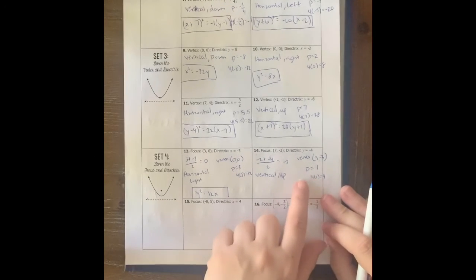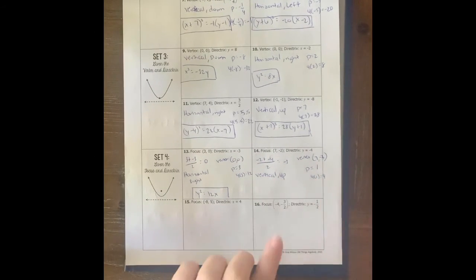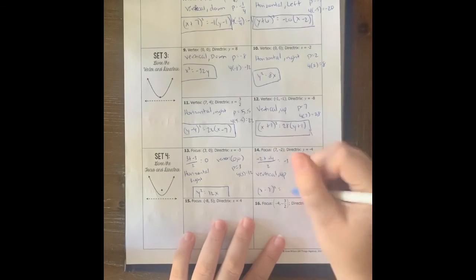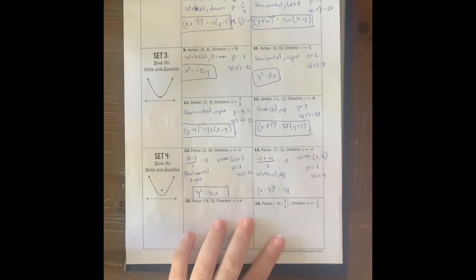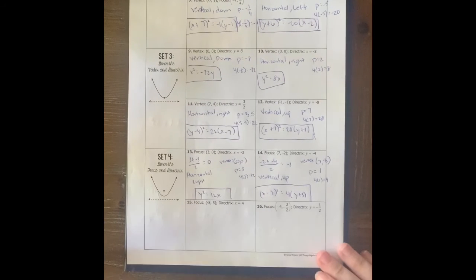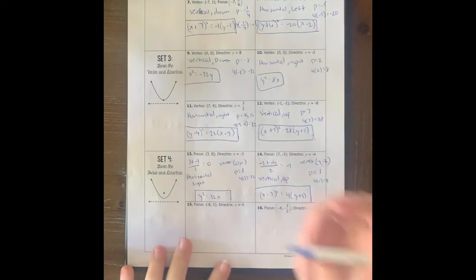So we have, since it's vertical, our x is going to come first. So we have (x minus 7) squared equals 4, and then we have (y plus 3). That's our equation. This next one, we have our focus here. We have a directrix of x equals 4. x equals is a vertical line, so we know that this parabola is going to be horizontal.